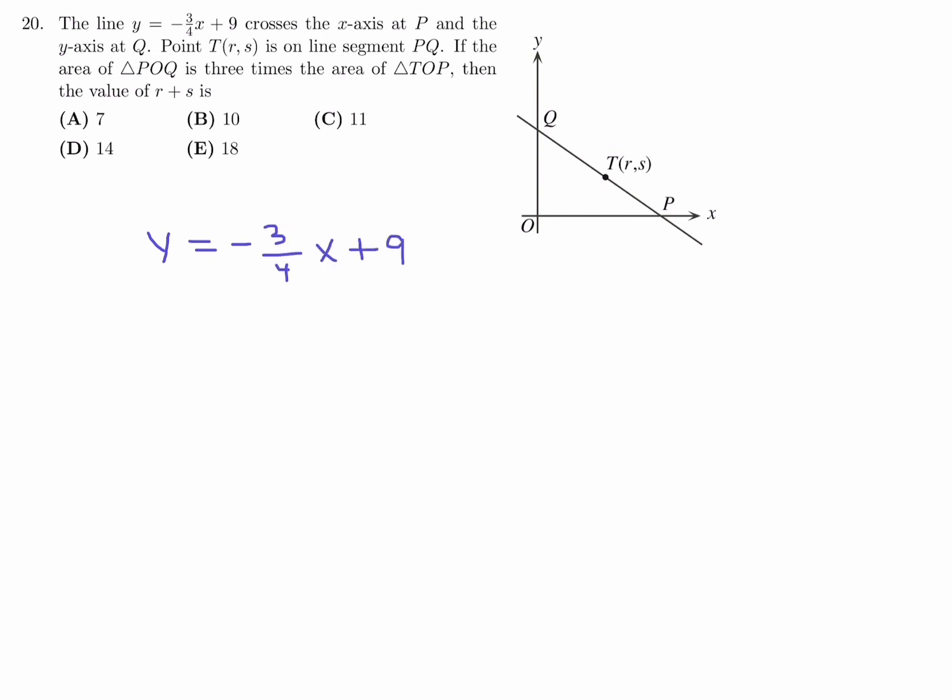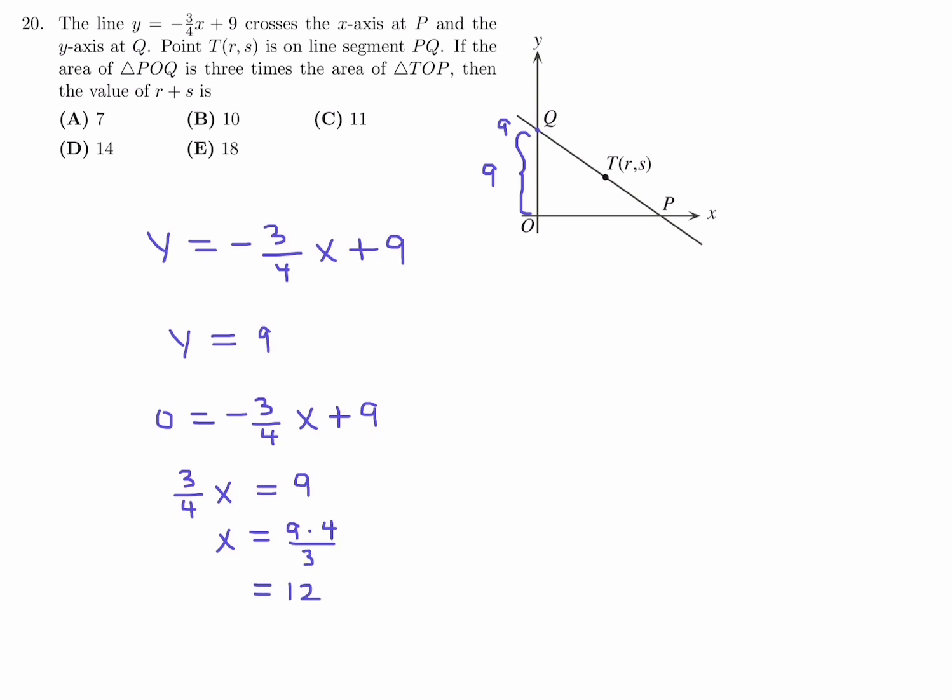And this is really just figuring out the x and y intercepts. So first, find the y-intercept, set x to 0, and that quickly gives you y is equal to 9. So that means this is 9. So this side is basically 9, QO or OQ, whatever. Now find the x-intercept, set y to 0, and you get the following. Bring the 3/4 over to the other side, and then x is therefore equal to 9 times 4 divided by 3, and that looks like 3 times 4, which is 12. So this distance is 12.